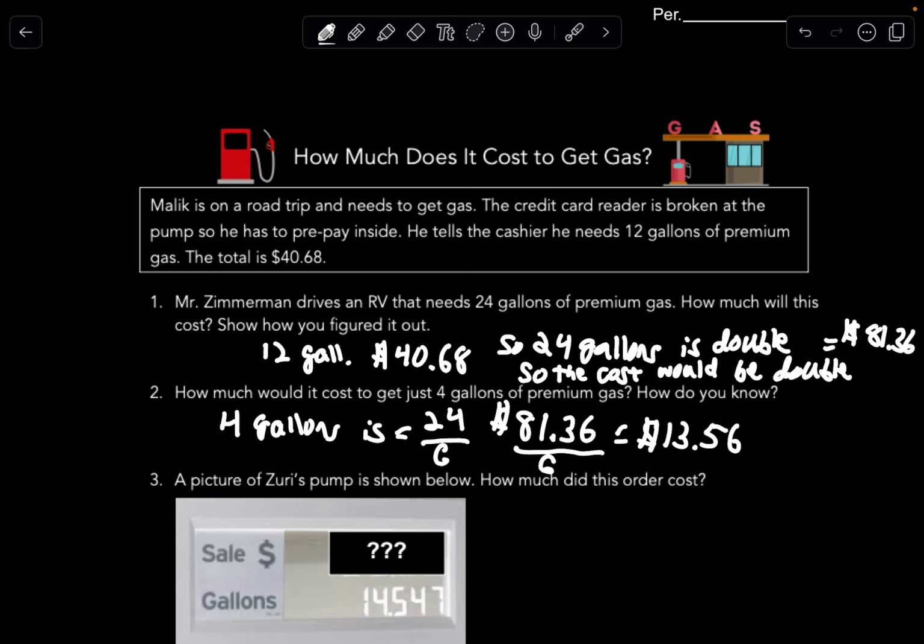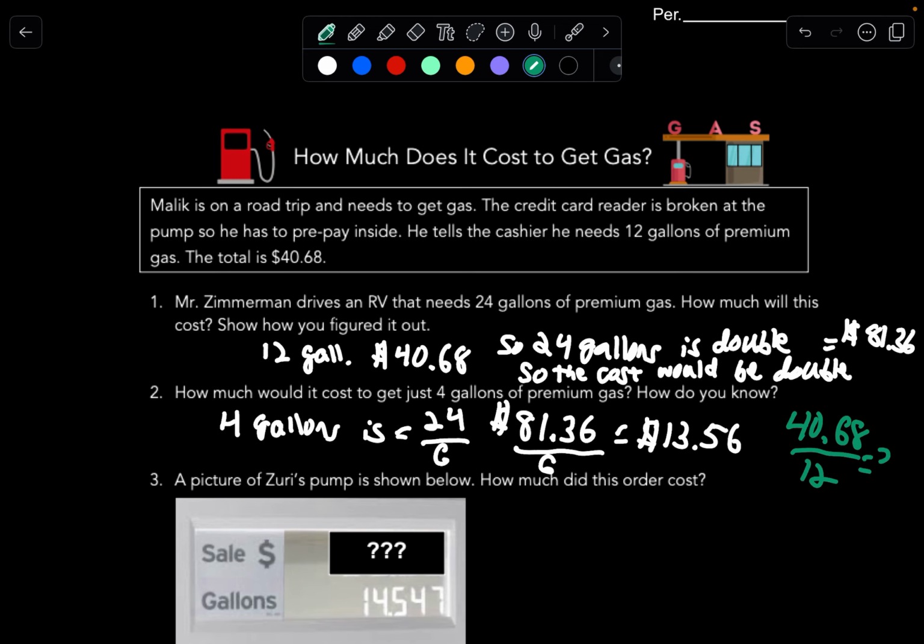Another way of doing it would have been to find the unit rate, how much the price per gallon. So we could have figured out, and this is also a very valid way of doing it. This is actually my preferred way, is to take the $40.68 and divide it by 12. And that will give me how much it would cost per gallon. And that's $3.39, which is fairly inexpensive nowadays. So we know each gallon costs $3.39.